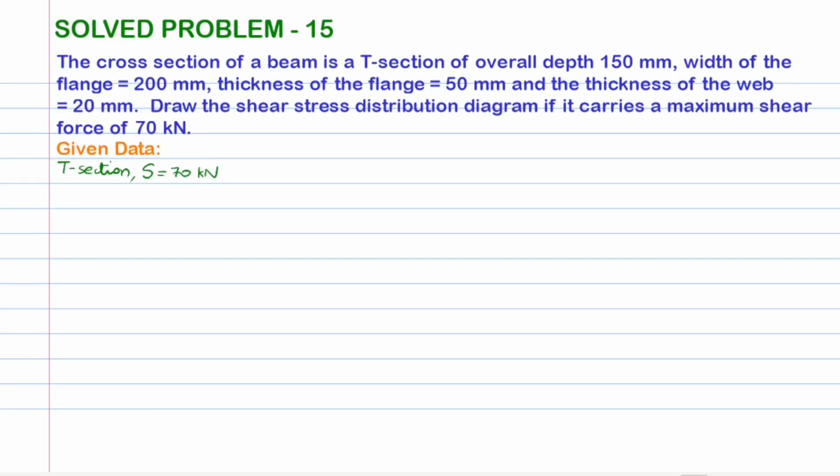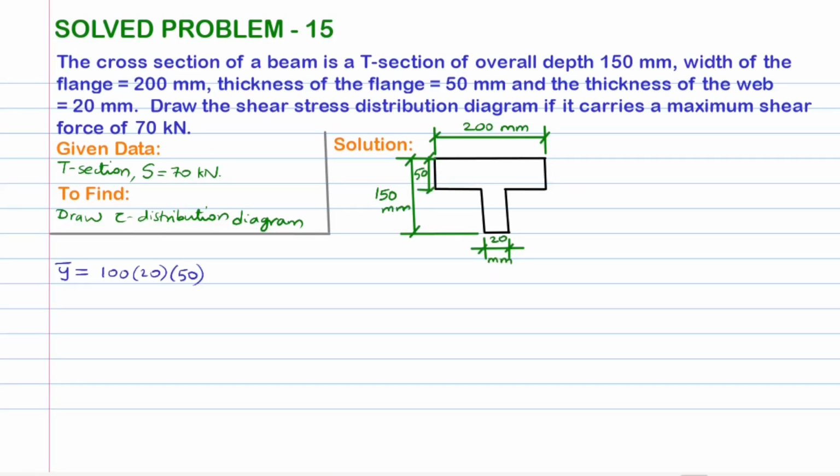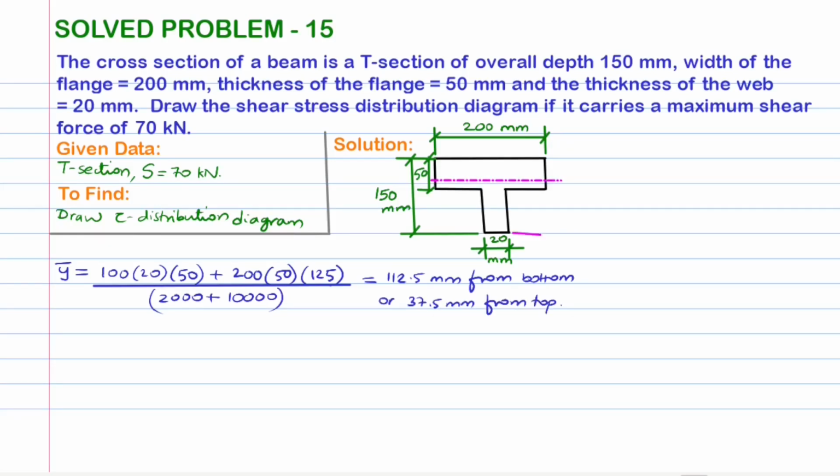The given data is written and the beam cross section is drawn. It is required to calculate the shear stresses at important locations in a beam cross section and plot the same in the form of shear stress distribution diagram. The location of the centroid and hence the neutral axis is first found out from usual principles. It is calculated as 112.5 mm from the bottom layer or 37.5 mm from the top layer.